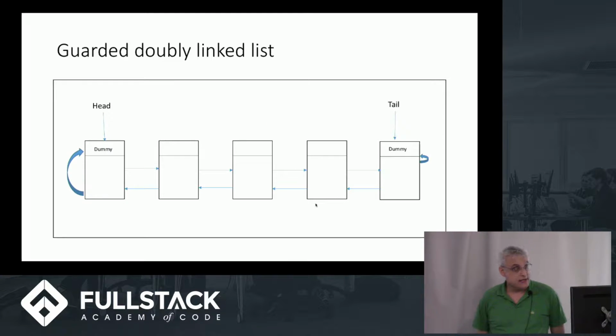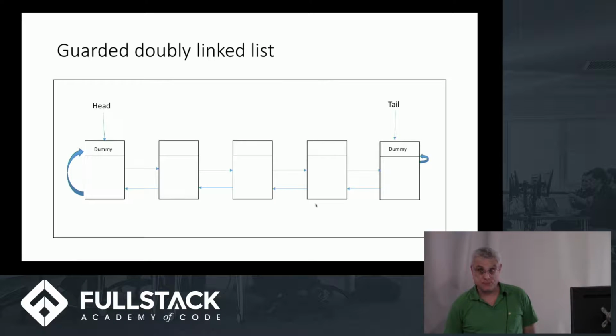If I were to build a doubly linked list that was guarded, I would still have the same three data nodes, but now my head pointer is pointing to a node marked dummy, which has no value that anyone's interested in, and my tail pointer is pointing to a node marked dummy, which has no value that anyone's interested in. Otherwise, the pointers are very much the same. Note that the head pointer's previous points to itself, and the tail pointer's next points to itself. Nothing is pointing to null.